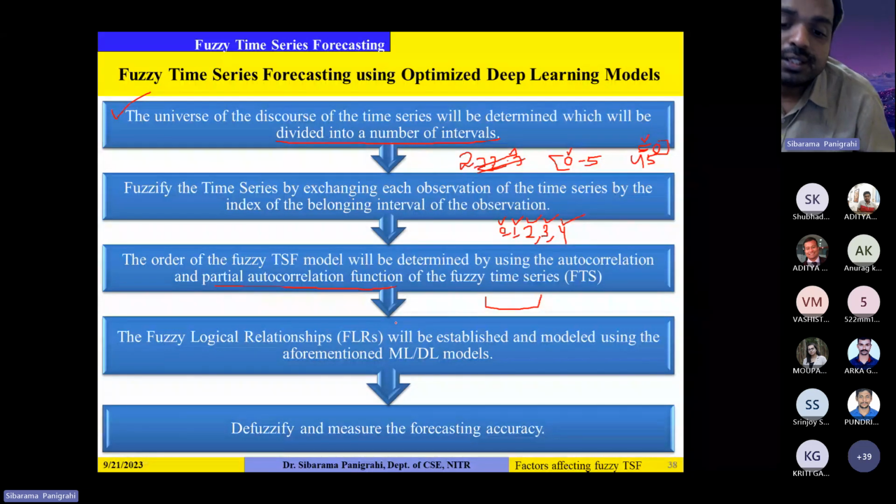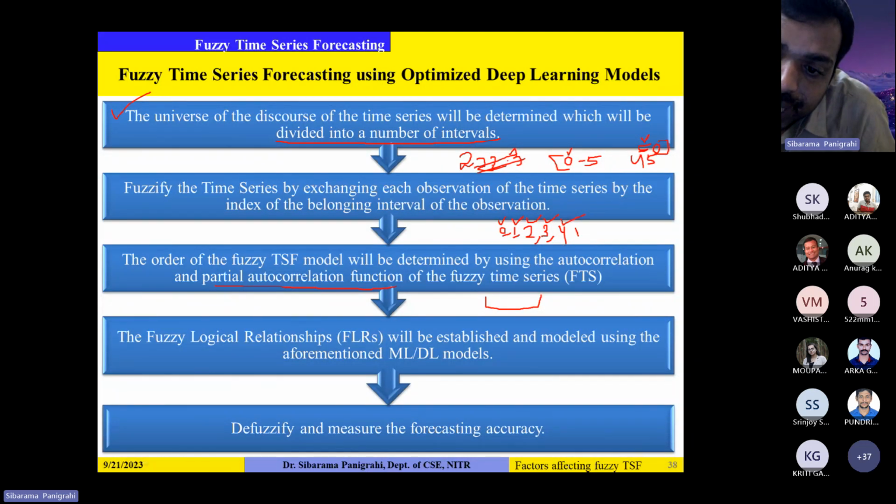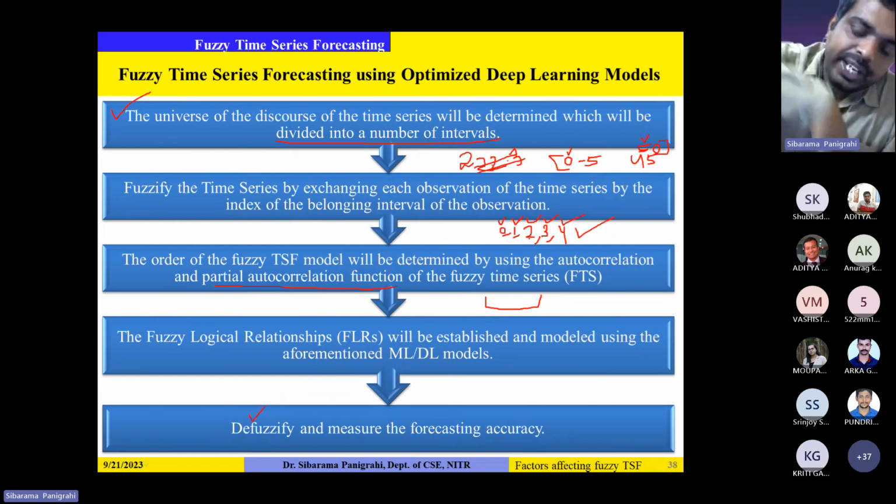Now, after modeling the fuzzy logical relationships, what can we get? We can get the predictions on the test set. But the predictions on the test set will be what? They will be the interval indexes. So what do we have to do? We have to again defuzzify it. Defuzzify means from the interval index, we have to take it back to the original domain.